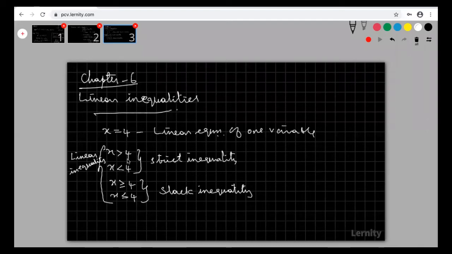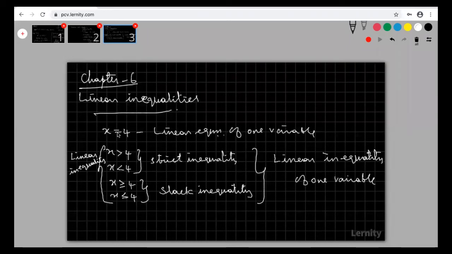Suppose two variables, x and y, are there, then it is called a linear inequality in two variables. Suppose in place of x, x squared is given, that is a quadratic inequality, not a linear inequality. So all these four are linear inequalities, linear inequalities of one variable. Are you okay? Any doubt in this?